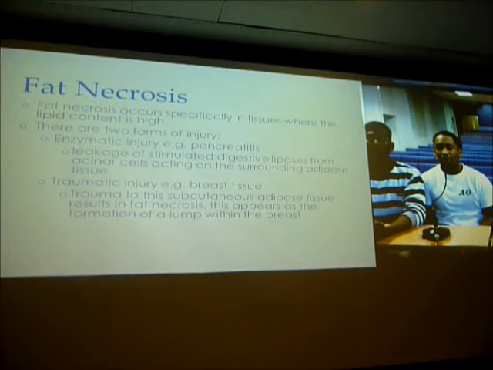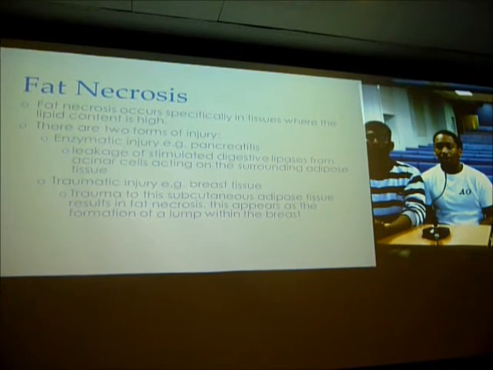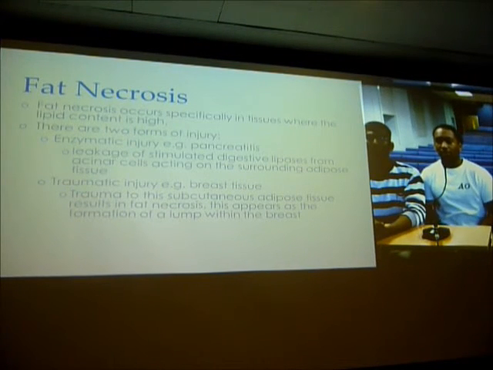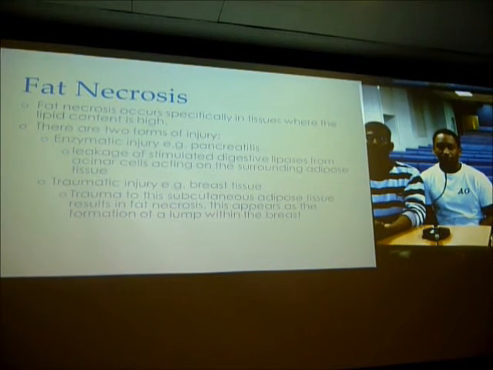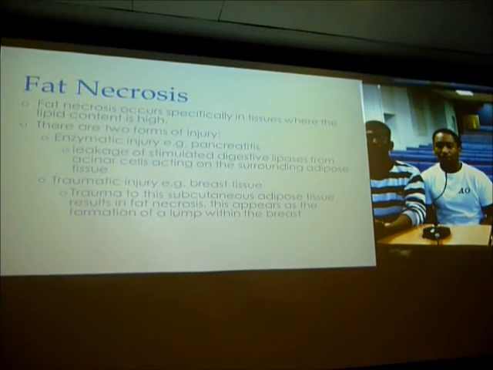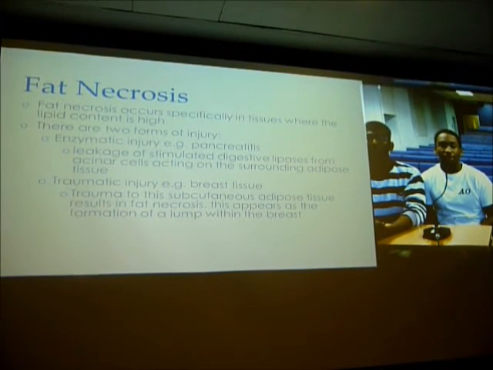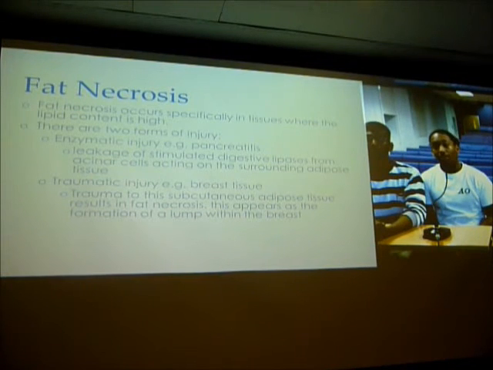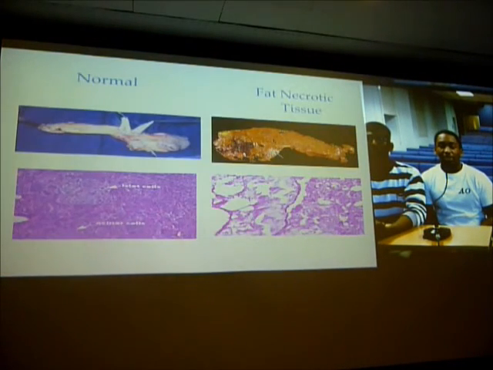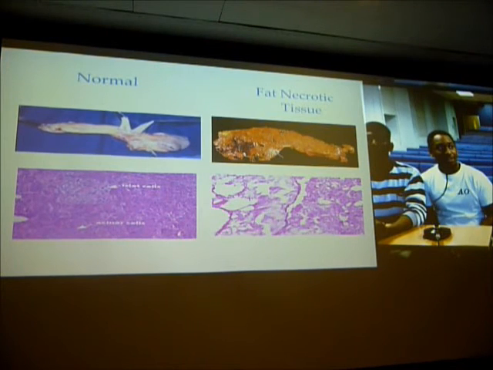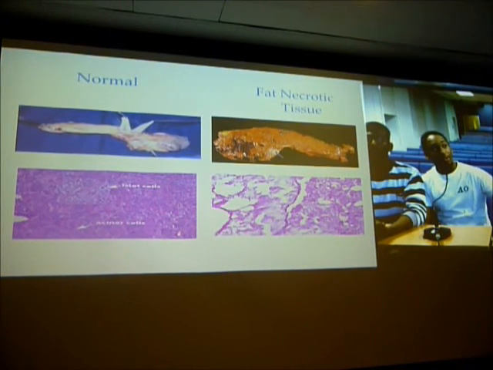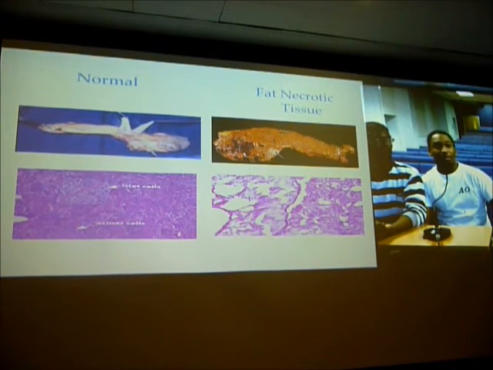Inflammation of the pancreas is an example of enzymatic injury. Acute pancreatitis is caused by leakage of stimulated digestive lipase. The gross appearance shows irregular yellow-white focal points of fat. Microscopically, it presents inflammatory cells such as neutrophils and lymphocytes. Here's an example of fat necrosis in the pancreas.